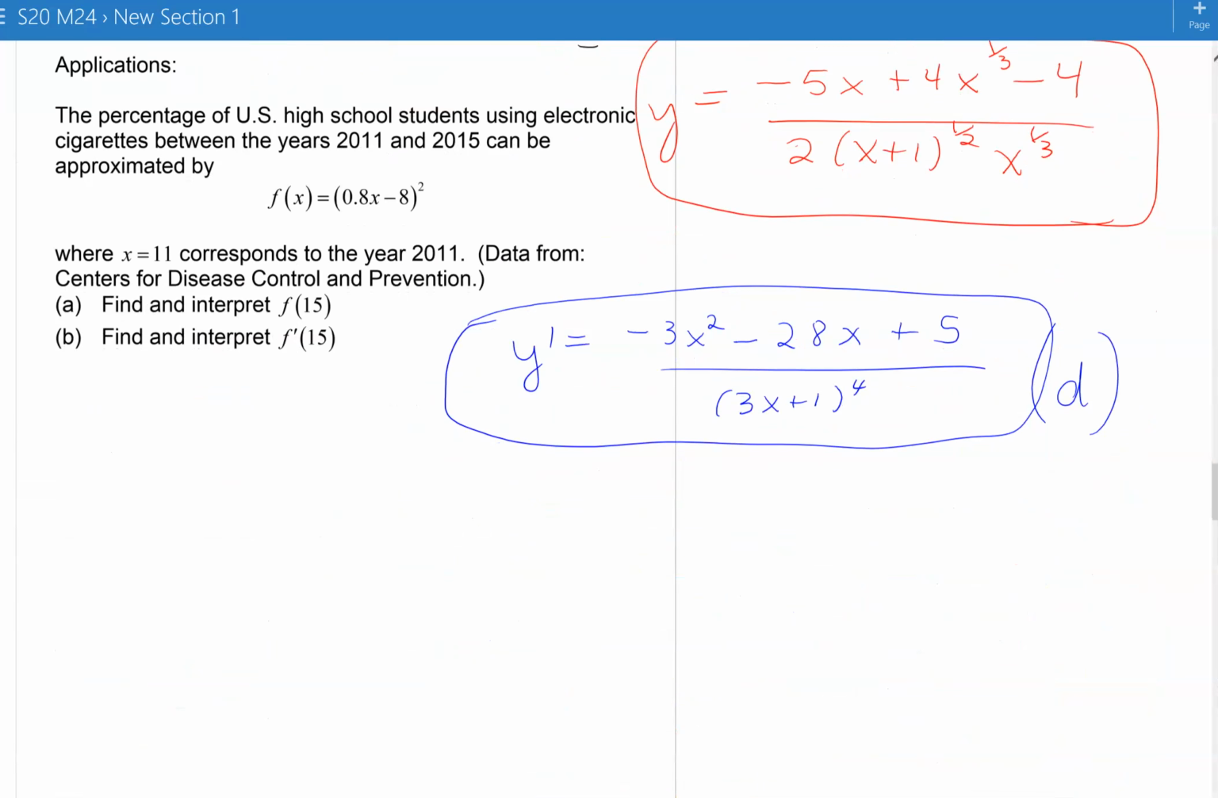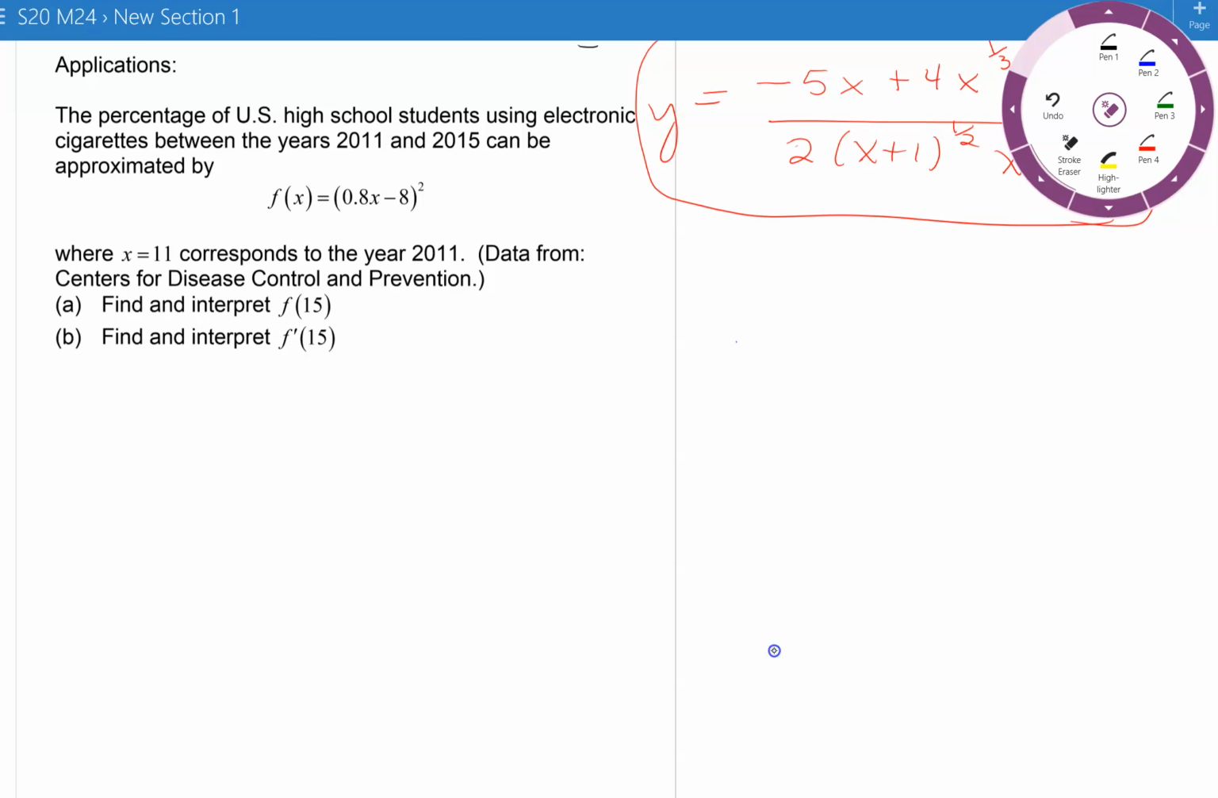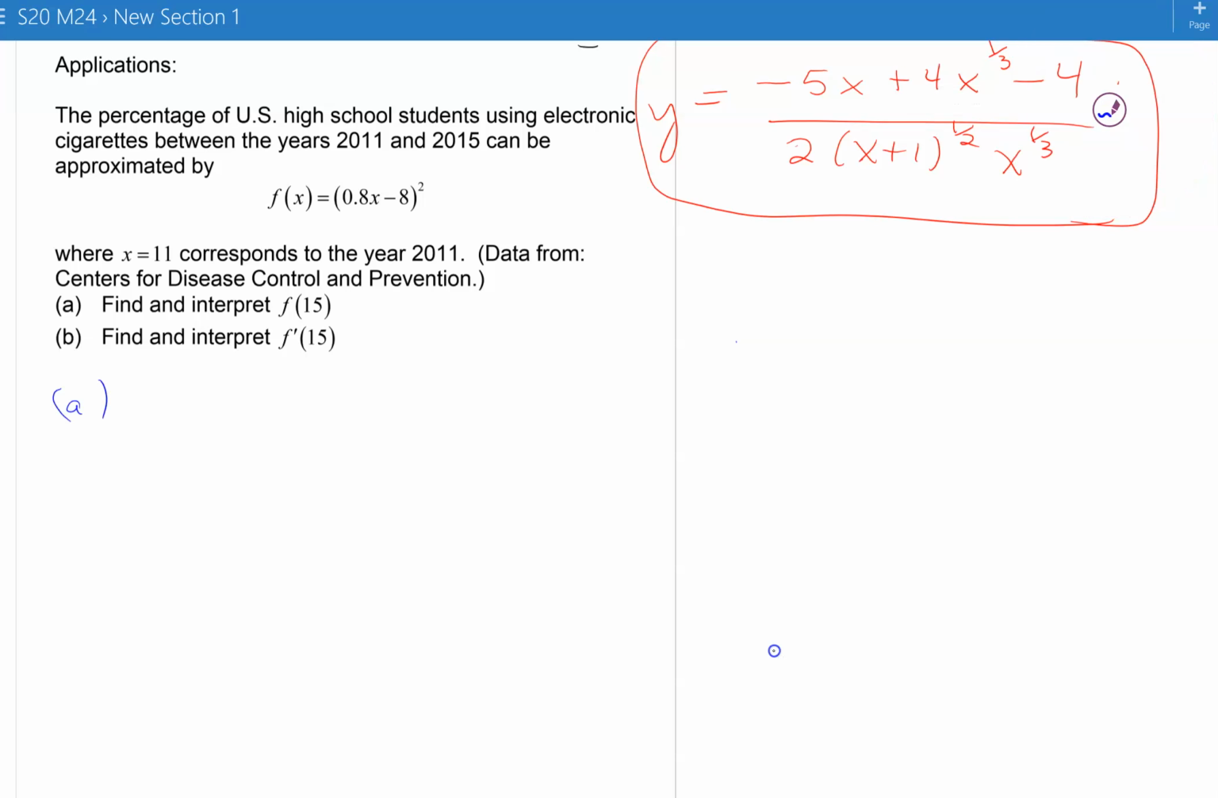Okay, so let's look at some applications, and really these applications are things you've done before. It's just the function now will require a chain rule, so that's really the only thing that's new. So let's look at this first example. And it says find and interpret f of 15. So we're getting pretty good at this. This just means put 15 in where you see the x. So you're going to have 0.8 times 15 minus 8, and then square that. And I'm getting 16 for that.